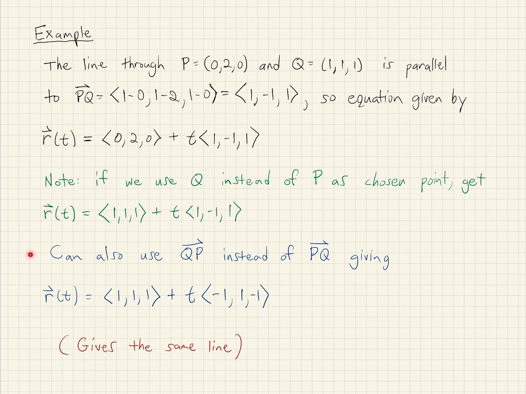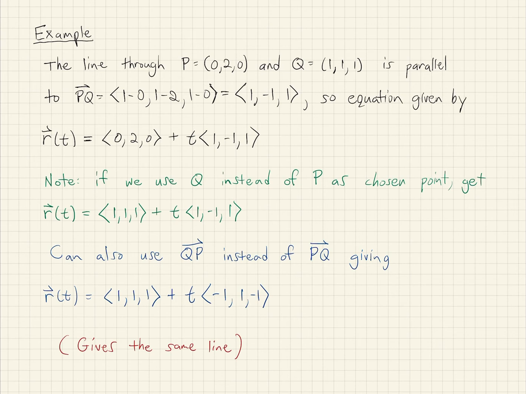The next variation says, well, alternatively, we could have also used the vector QP instead of PQ. Now, what's the difference between QP and PQ? Well, QP runs the opposite direction of PQ. So it's just minus PQ. So the components of QP would be minus the components of PQ, therefore minus 1, 1, minus 1. And so we would have gotten this form for the equation of the line if we had used Q as our preferred point and the vector QP as our parallel vector.